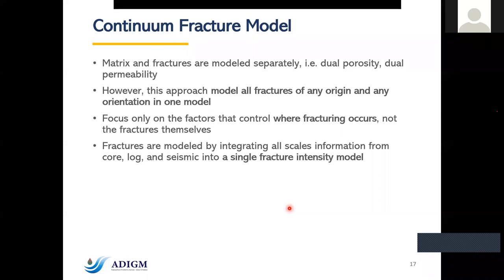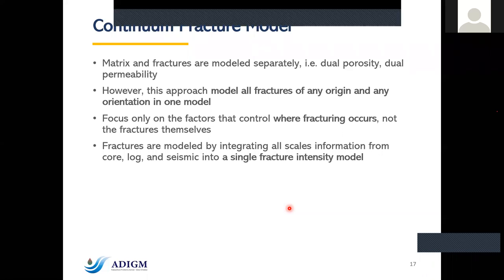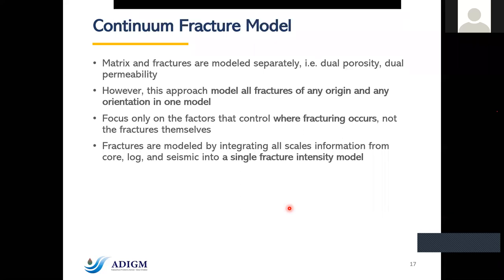In most software, or you can do it in Excel, we can create an interval, let's say 5 meters. How many fractures in that 5 meters? Then carry on with the next interval. That's how you calculate the fracture numbers. We will discuss that later in the discrete fracture network, because this approach is used in the DFN.